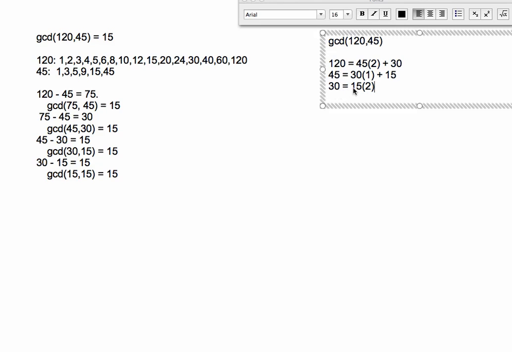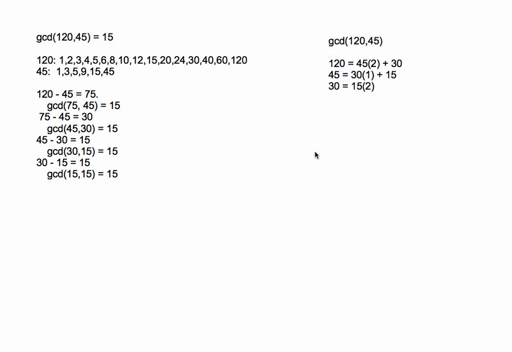Now the question is, how do we know then that 15 is also a divisor of 120 and not only the greatest common divisor? But you can see how what we did over here, what this little mechanism of subtraction really amounts to, is repeated division. Okay, so we can do our second example.